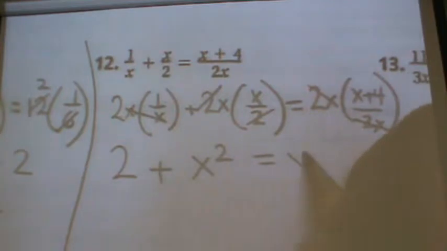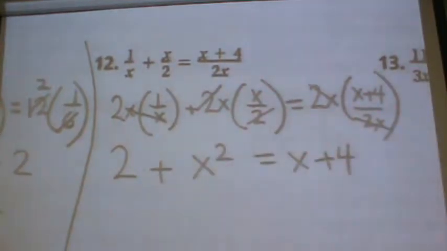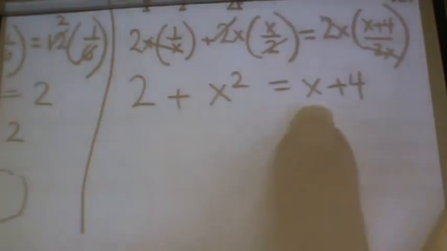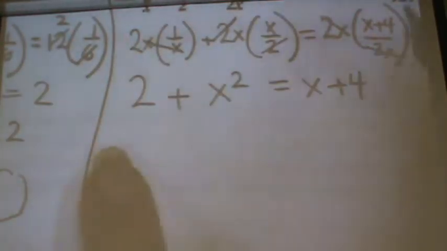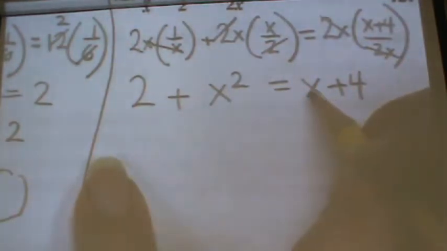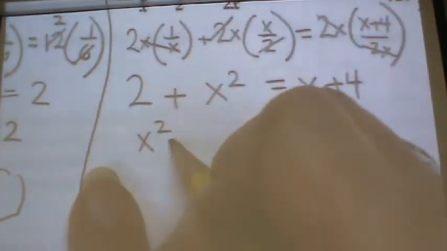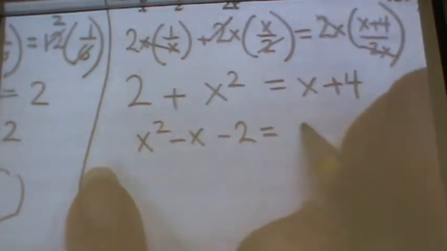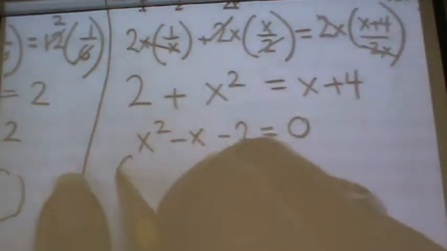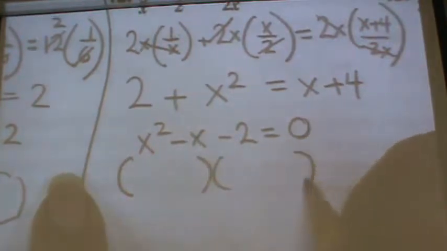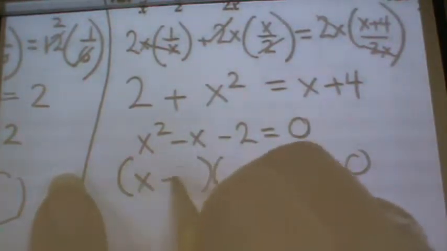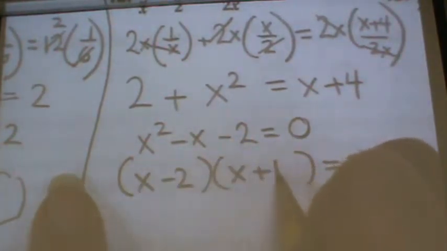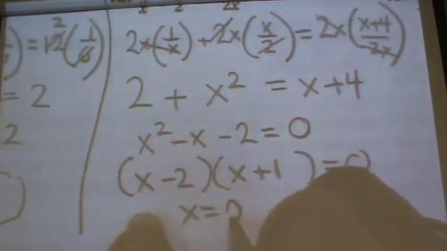What cancels here? What's left? Okay, next, what's our game plan? Get the x's on the same side. You want to get a 0 on one side. What's the easiest side to 0 out? This side. So you want to bring this over and subtract 4, what do you get? -2. So factor this. What do you get? x minus 2, x plus 1. What are your answers? x equals 2 and x equals -1.